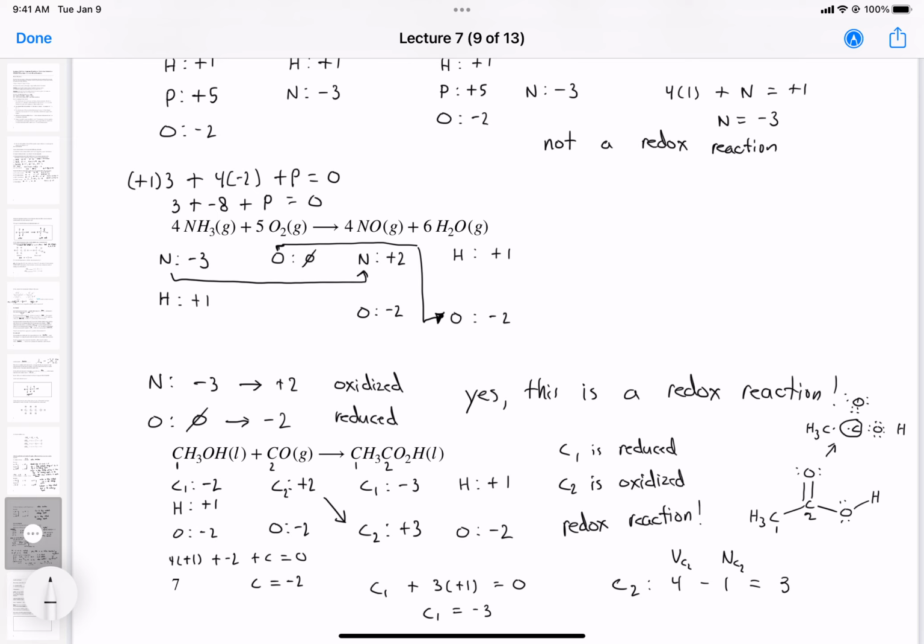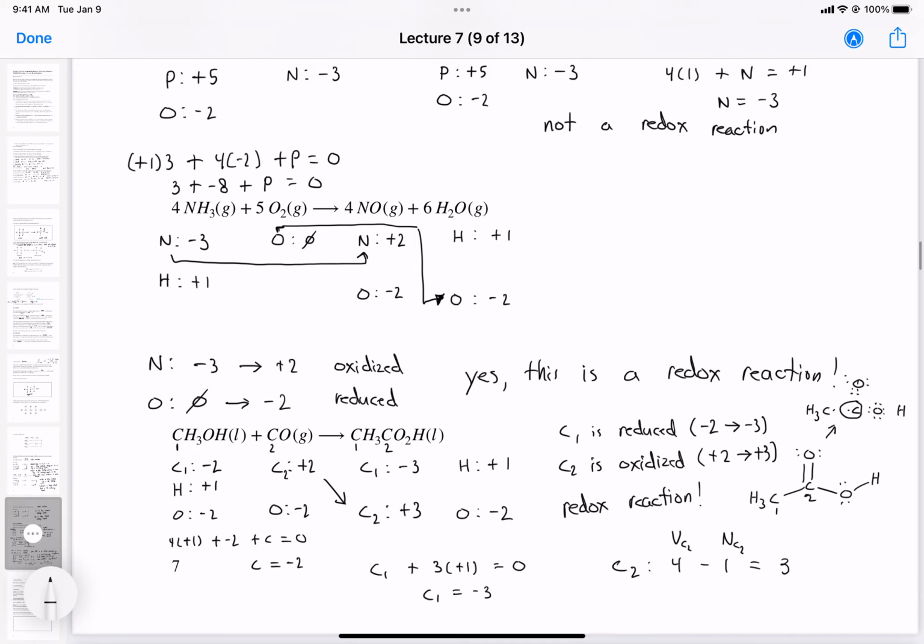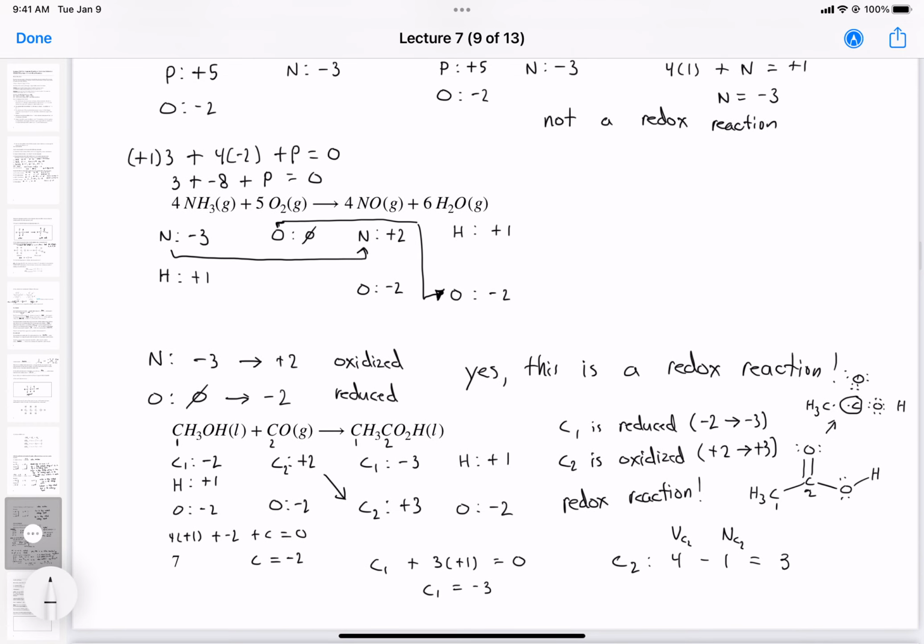Let me just put in parentheses here. It's going from -2 to -3, and this one's going from +2 to +3. Okay? All right, so that's our discussion on redox reactions.